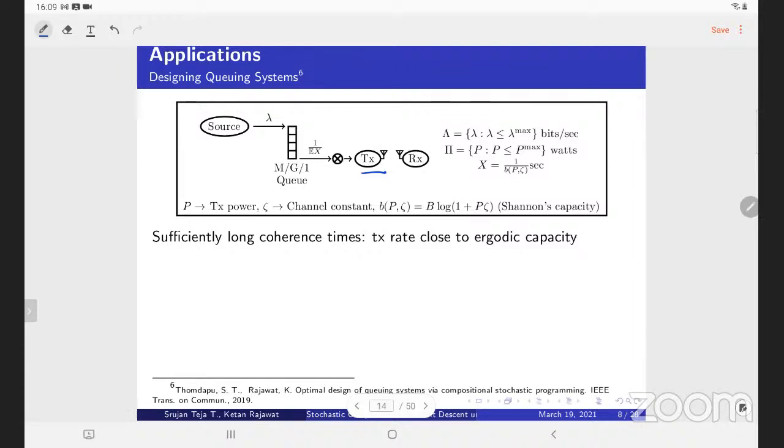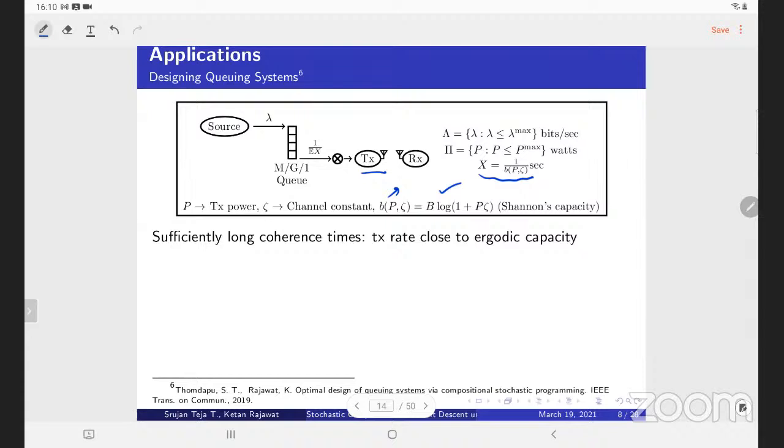We assume a simple encoder, that is, a bit will be encoded as a symbol, and without loss of generality, we assume the length of a packet is 1 bit, just for simplicity. So the service time can be written like this. B of P comma zeta is the capacity, the rate that the transmitter can achieve. P means power, the power assigned to that symbol. And this is Shannon's capacity. We assume a sufficiently long coherence time so that the transmitter can achieve Shannon's capacity.